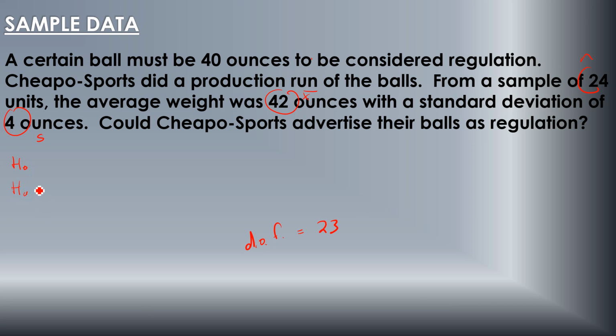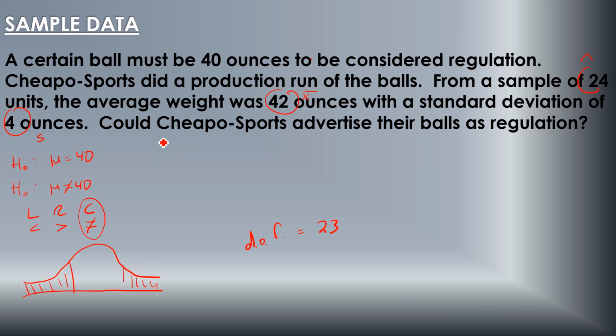HO, HA. Well, Cheapo Sports wants their ball to be regulation, so their claim is we make balls that are 40 ounces. That means the alternative is not 40. So left, right, center, this is a center test. So when we draw our picture, if it's a center, that means we have two tails. A two-tailed test.